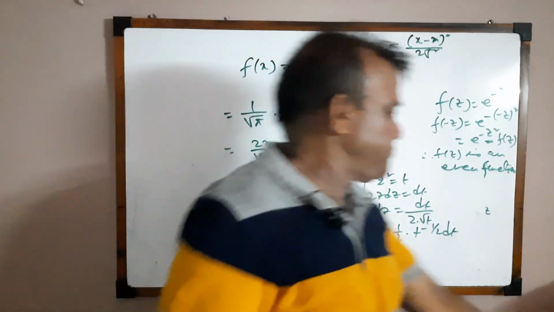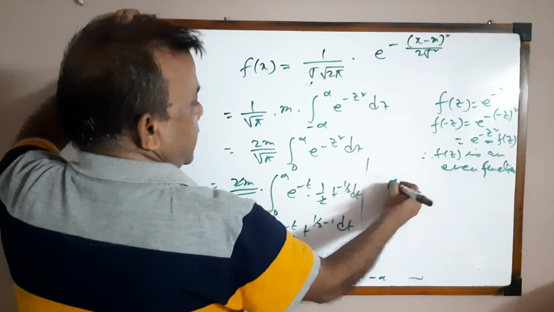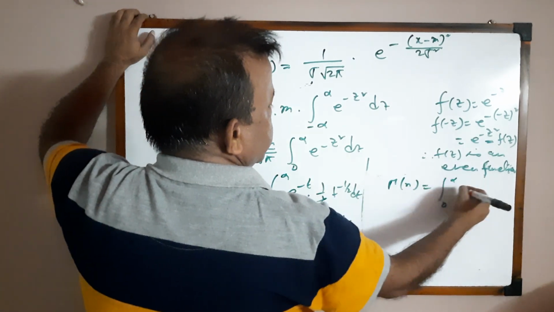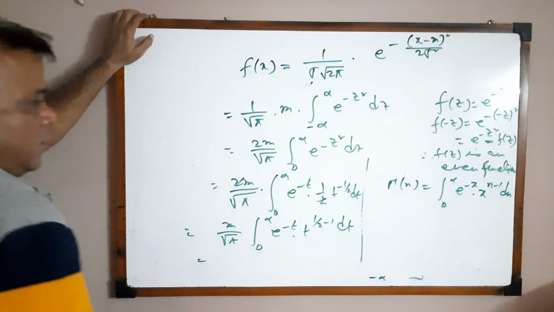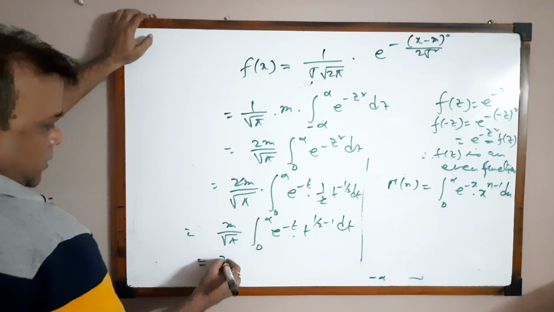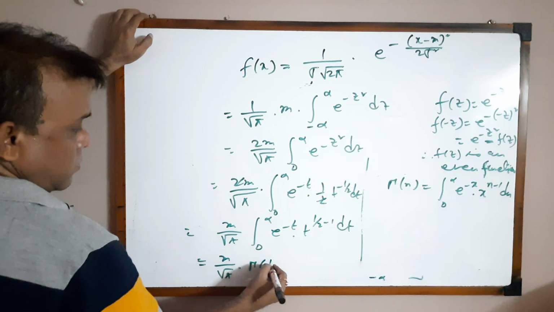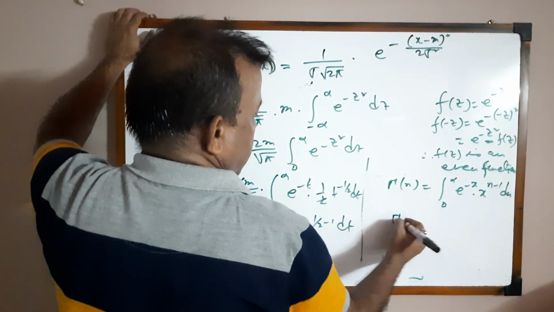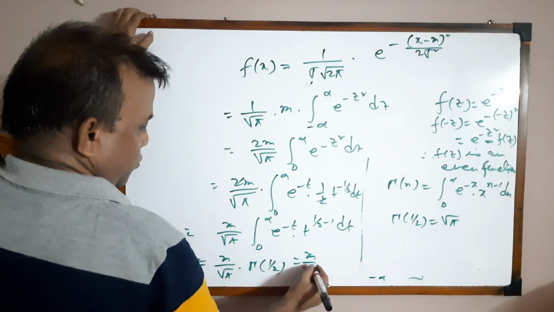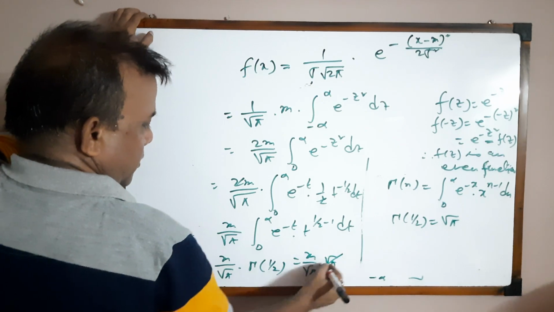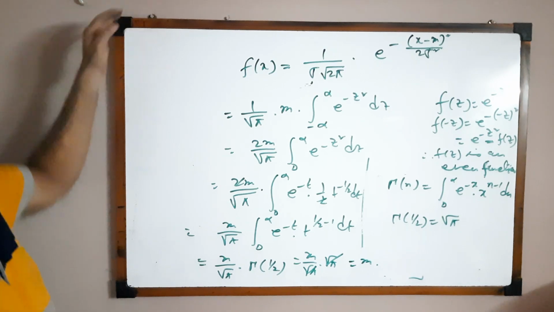As we know that gamma n equal to integration 0 to infinity e to the power minus x into x to the power n minus 1 dx. From these it can be written as gamma half. Again we know that gamma half equal to root pi. Therefore m by root pi into root pi. After cancellation it will be m, the mean of the normal distribution.